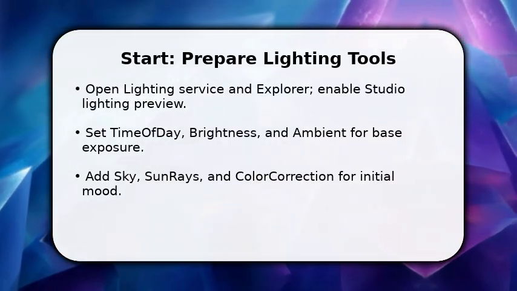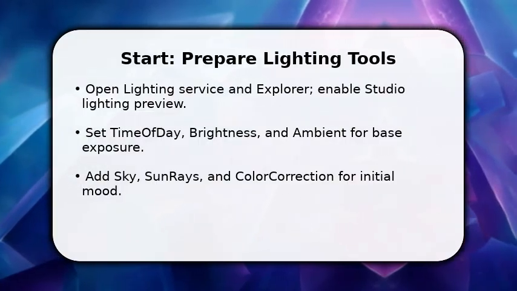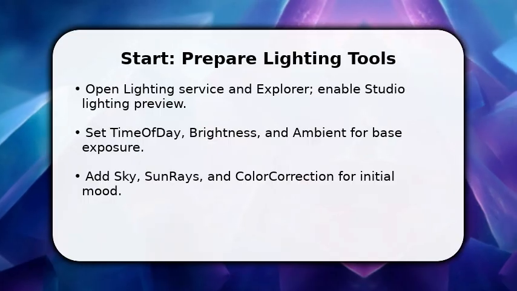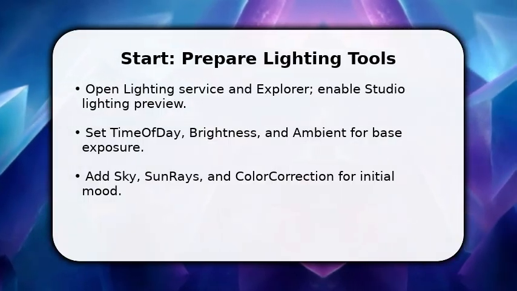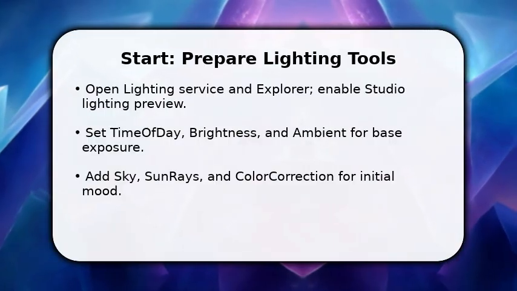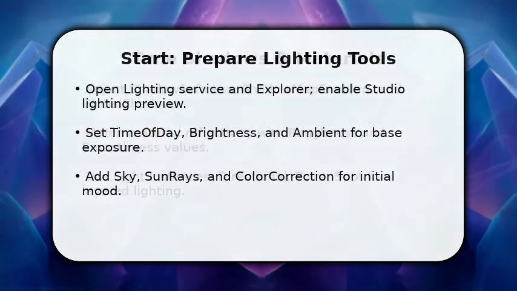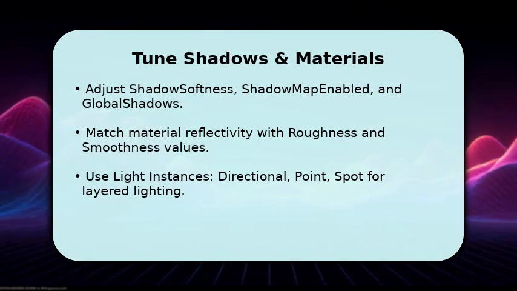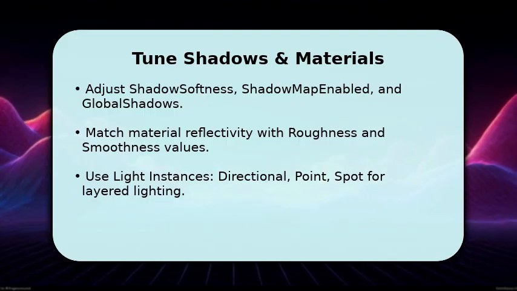Add a sky object, place sun rays, and drop a color correction effect to shape tone. Make sure to work with a neutral base scene. That way, color tweaks and intensity adjustments produce predictable results and save time when you move to shadows and global illumination.